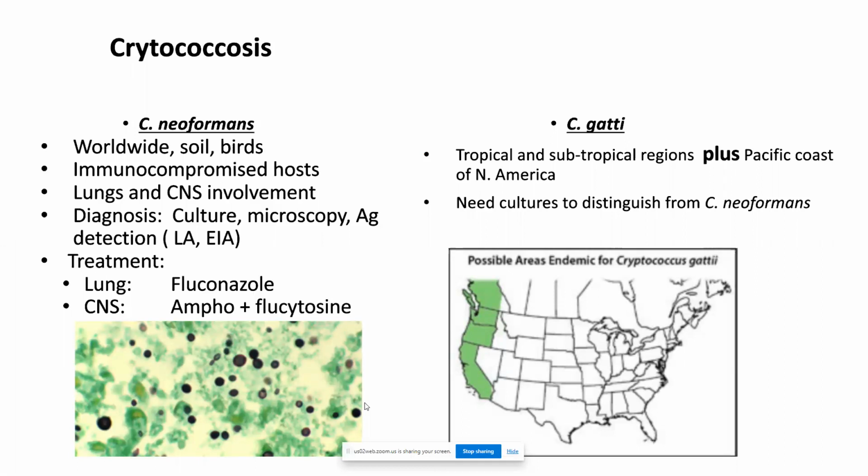Cryptococcus is a different type of fungus that we think of in different populations. Again, it's worldwide in the soil, and birds are vectors as well. Immunocompromised hosts typically, so usually you have to be sick to get it. And it loves to involve both lungs and CNS. So if you see it in the lungs, think of it in the brain, and vice versa. Typically we'll do BALs or run it on pleural effusions, and CSF will look for the antigen detection. Treatment is fluconazole, but if you've got brain involvement, you need ampho and flucytosine.